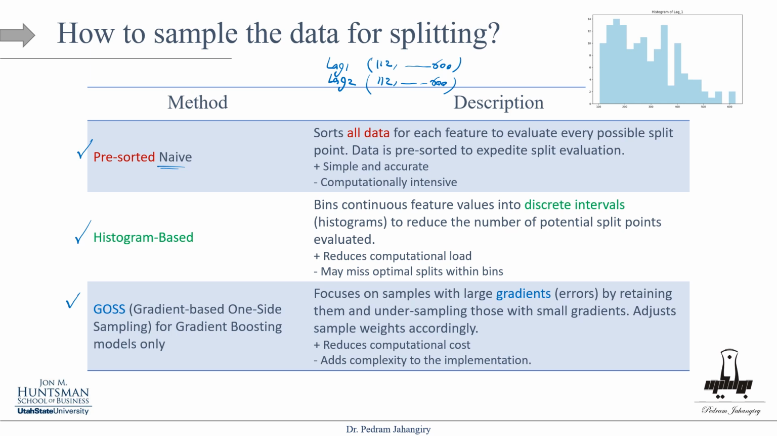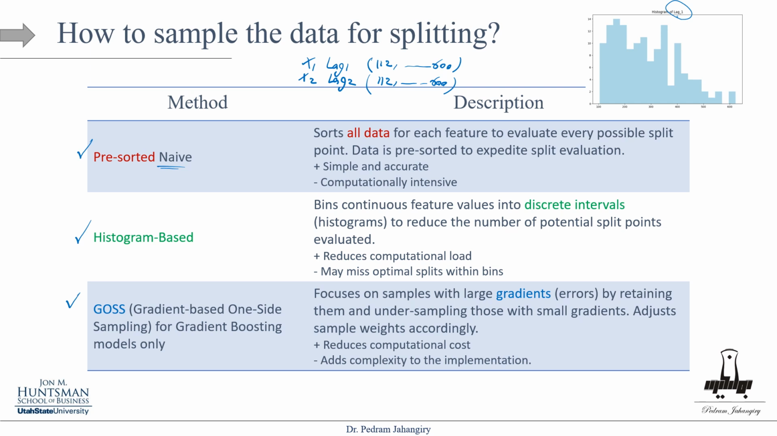And then we're going to sort it for each feature. So here we have feature 1, feature 2, and evaluate every possible split. So we're going to see a histogram like this. This is actually from Python. This is a histogram of lag 1, right? And then we're going to, again, evaluate every possible split. So the data obviously is pre-sorted to expedite the splitting evaluation, right? And this is what we did.